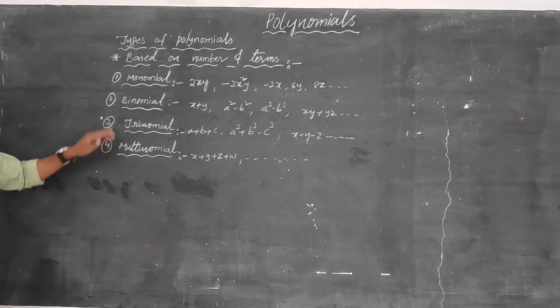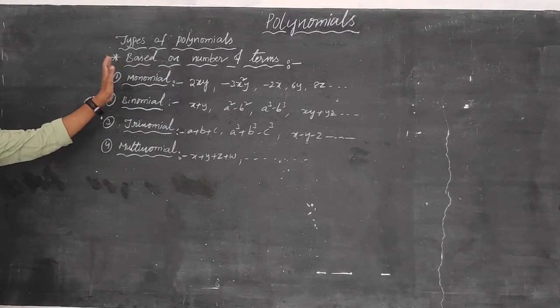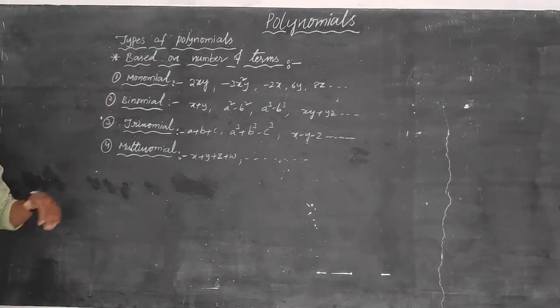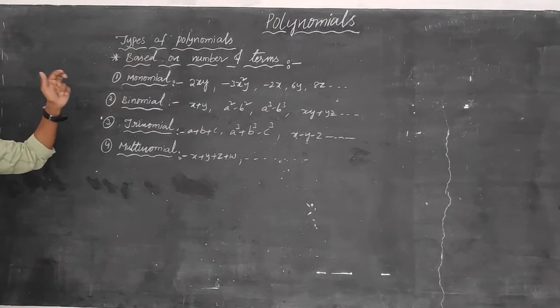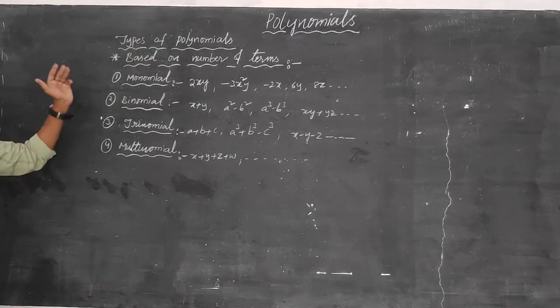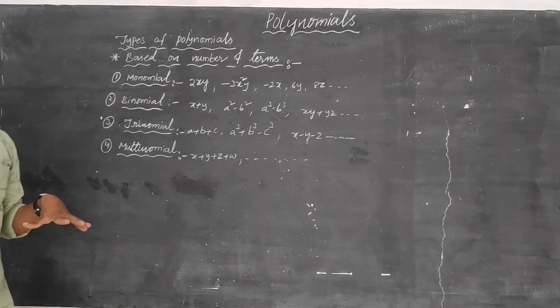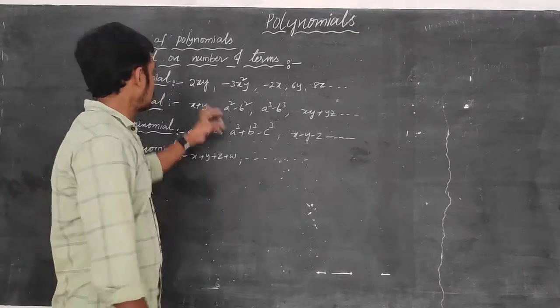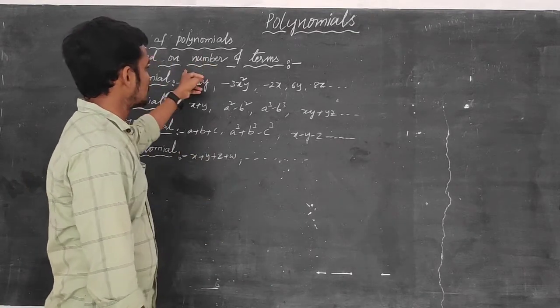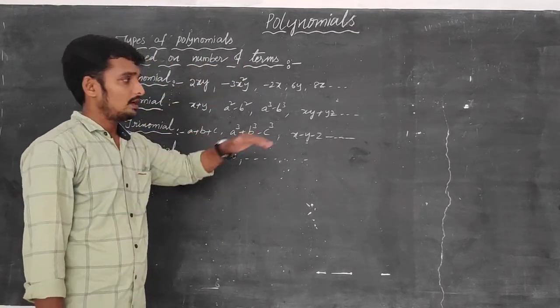Can you understand, my dear students? This is types of polynomials based on number of terms. If it has 1 term it is a monomial, 2 terms is a binomial, 3 terms is a trinomial, and more than 3 terms is called a multinomial. Thank you. We will discuss the types of polynomials based on degree in the next video. Okay, complete the notes.